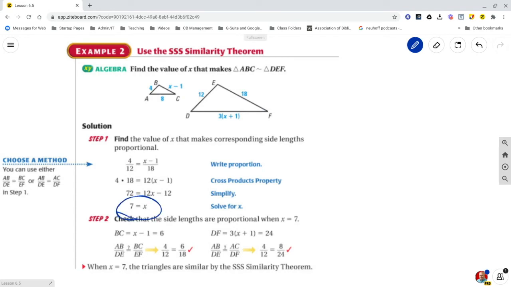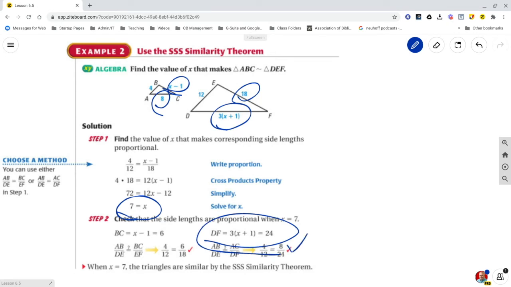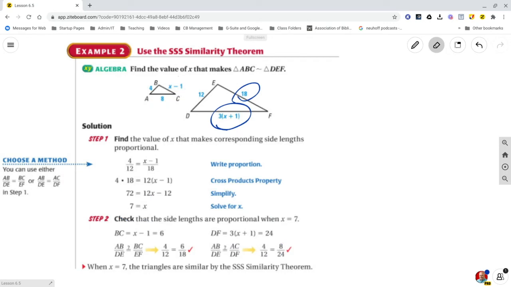What we have to do now is test that when x is 7, those two sides are going to be proportional, and those two as well. They all have to have the same ratio. And when I plug x in and do the comparison here, then I can show that all three of the sides have the same ratio, so that when x is 7, these two triangles are going to be similar to each other.